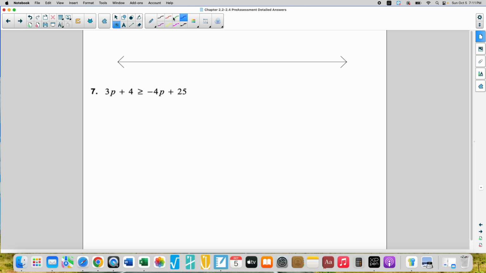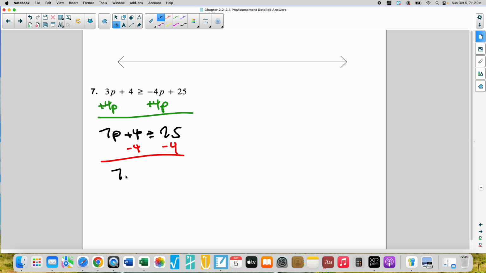Still can't simplify, so let's move the variables first. 7p plus 4 is greater than or equal to 25. Let's move the constants. 7p is greater than or equal to 21. Divide by 7. P is greater than or equal to 3. That's a nice easy one. There was nothing tricky about that. Closed circle, going to the right.